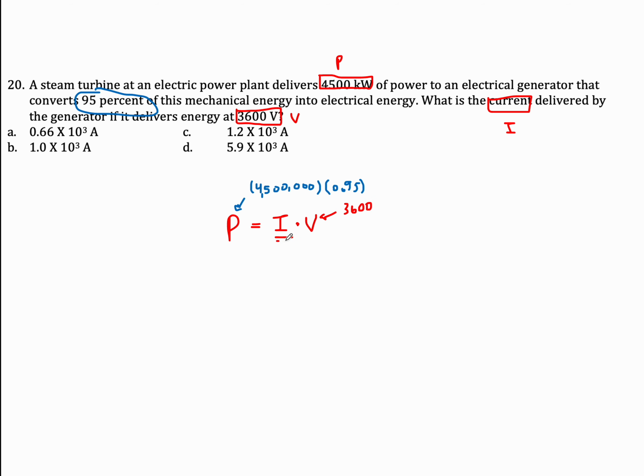And did somebody already solve for the current? It should match whatever answer it is, but hold on a second. Let me quickly do it. So, 4.5 exponent 6 divided by 3600. Yeah, so you get a current of, I get 1250 amps. Which, if I had to choose an answer based on that, would be C. Is that what the answer key has? I hope.